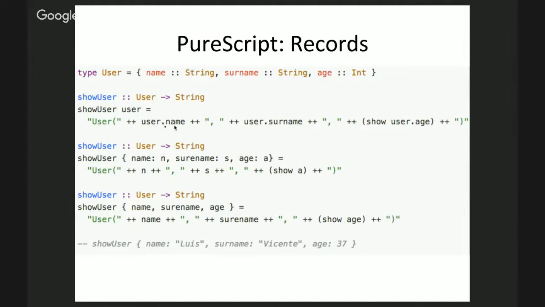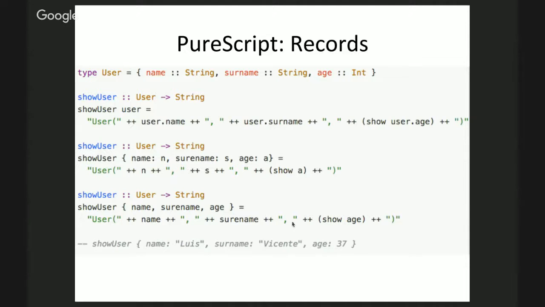You see that accessing the properties of the object is the same as in JavaScript. Or if we are a bit lazy and we don't want to repeat the user dot whatever all the time, we can use pattern matching by giving a name to the name property, the surname property, and the age property. Or we can even be more lazy and using the same names as the properties, we can just do this. And then any way we implement this function, we will get a string.